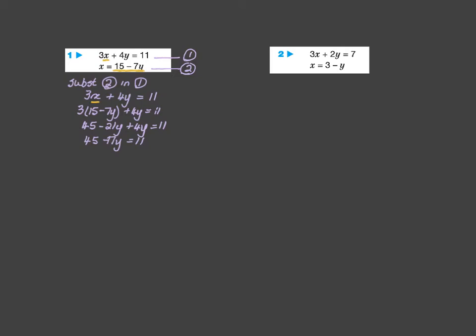Then I need to isolate the 17y by itself, so I'm going to subtract 45 from both sides. On the left, 45 minus 45 is 0, so I have minus 17y. And on the right, I must subtract 45. 11 minus 45 is negative 34. Now I divide by negative 17 on both sides, and I get the answer y is equal to negative 34 divided by negative 17, which is positive 2. Now, once again, I'm going to substitute y in equation 2.